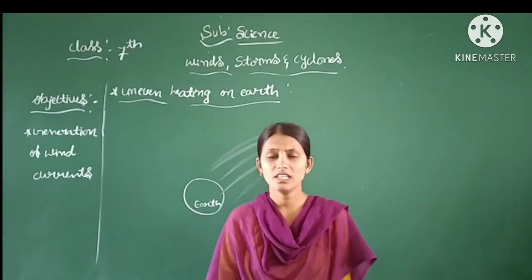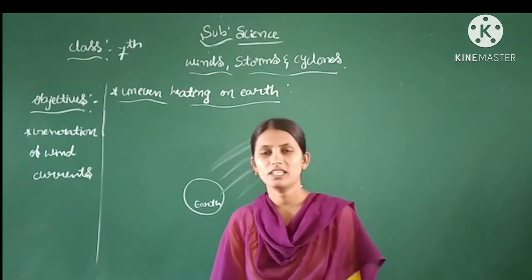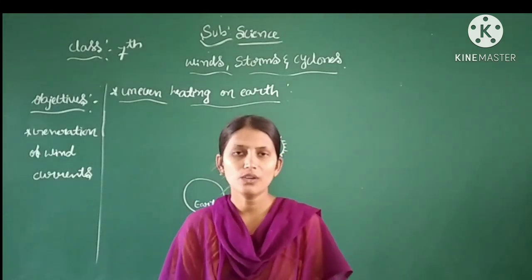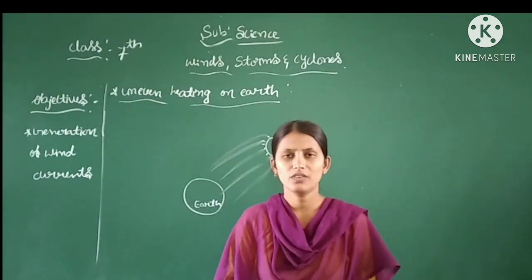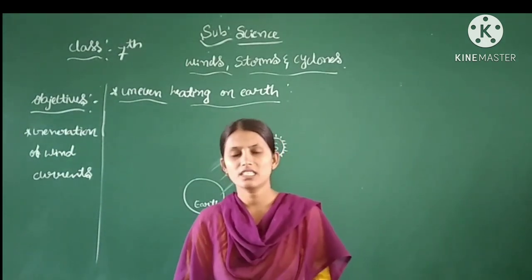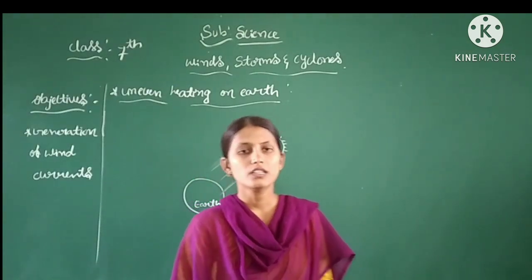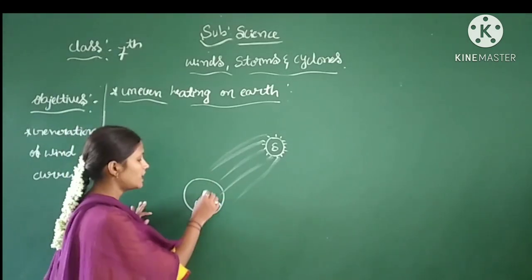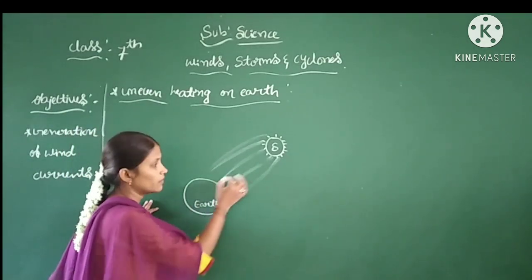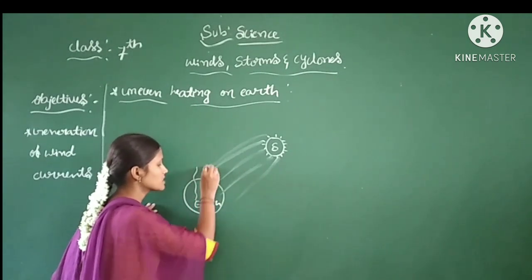Let us discuss the next concept in this lesson, that is generation of wind currents. Generation of wind currents occurs mainly by the uneven heating of the earth. Now let us discuss how uneven heating of the earth occurs. When sunlight falls on the earth's surface, the air present on the earth absorbs the sunlight's heat energy and rises up.